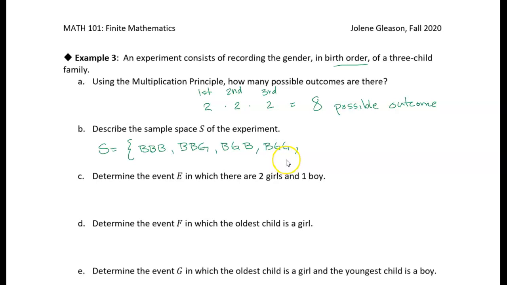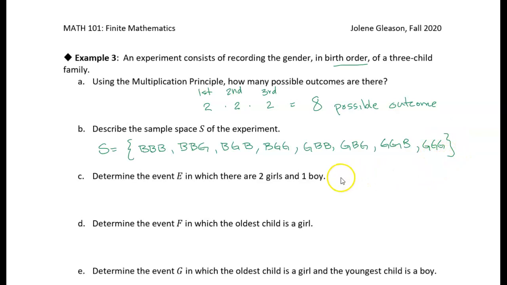And I kind of like to work systematically. So the next thing I'm going to look at are all the cases where you have a girl for the oldest child. So you could have girl, boy, boy. All right. You could have girl, boy, girl. You could have girl, girl, boy. Okay. Or you could have girl, girl, girl.